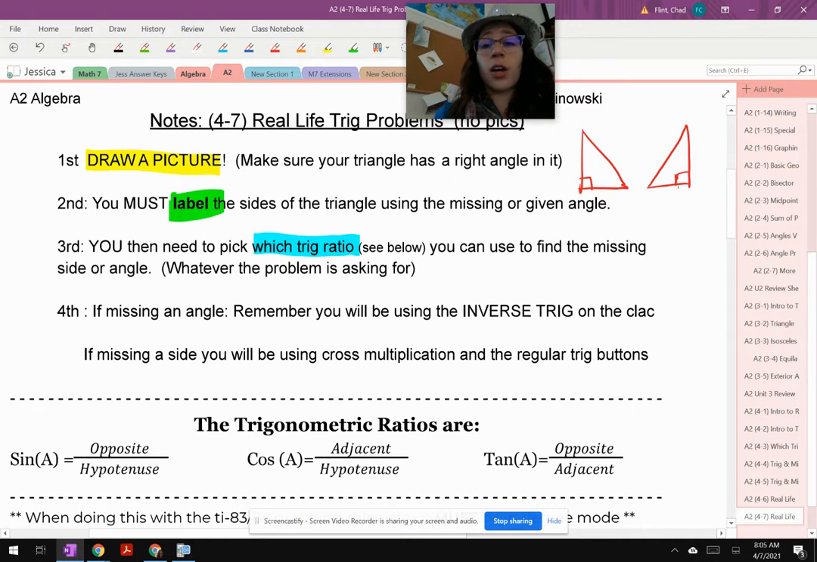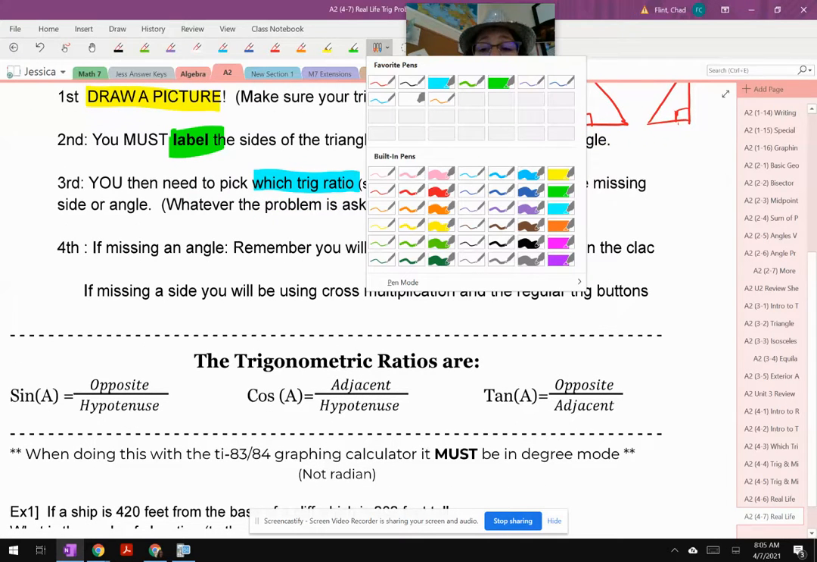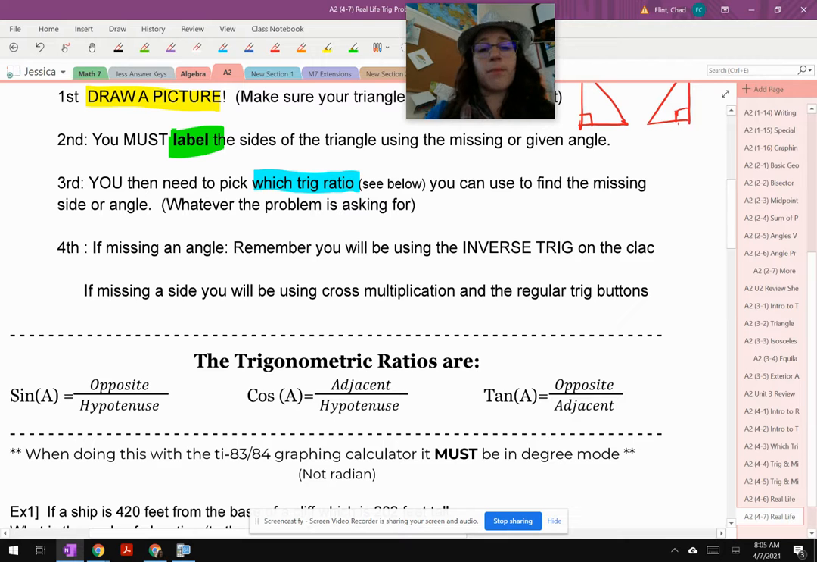Which trig ratio? Yeah, it's like a game show. Fun. To figure out if you need to find your missing side or your missing angle, whatever it's asking for in that situation. Let's go with purple. That's pink, but nice try.